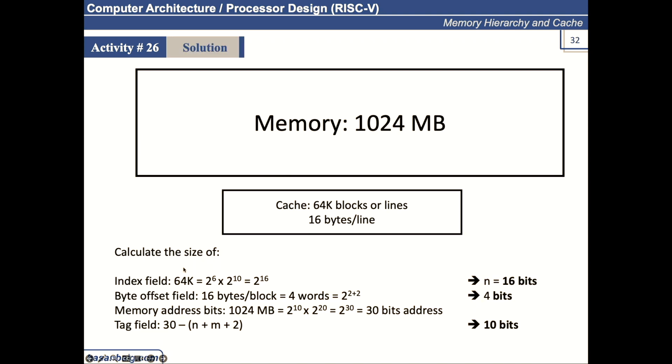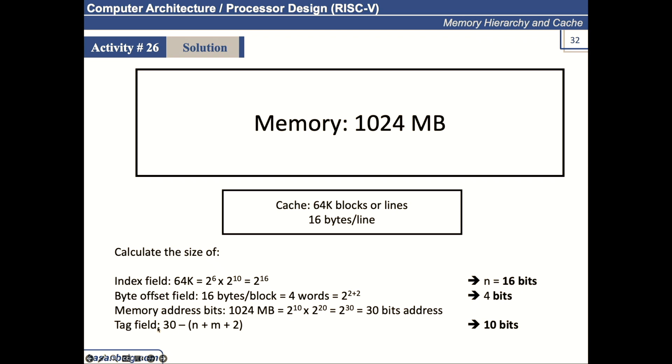Okay, again, index field 64K. There are 64K blocks. So you can split 64K, you can write it in this form. The 16 bits corresponds to the index field. Then we have the byte offset. There are 16 bytes, which needs 4 bits to represent. So we need 4 bits to represent byte offsets because there are 16 bytes in a block.